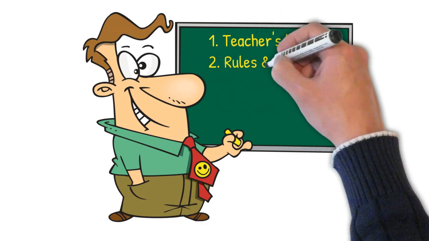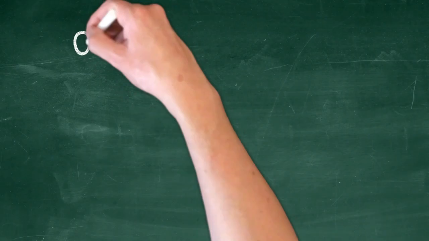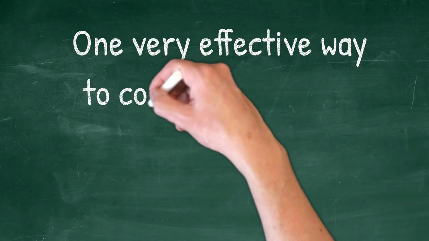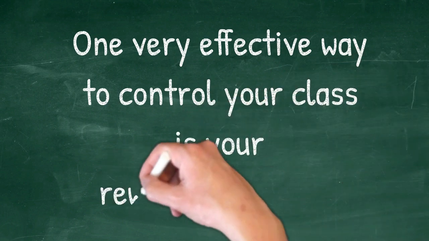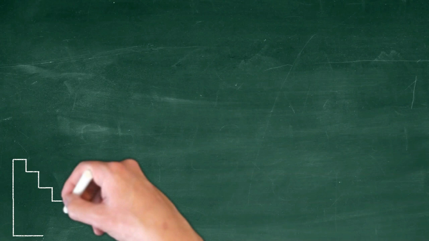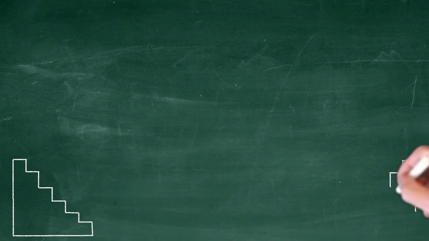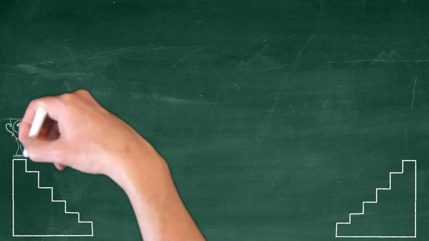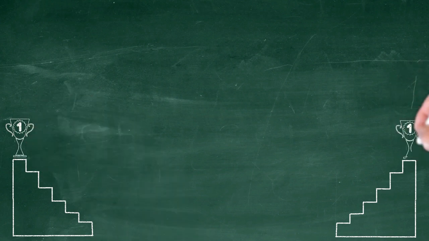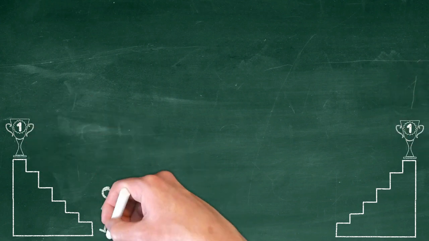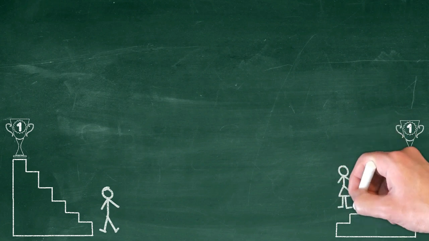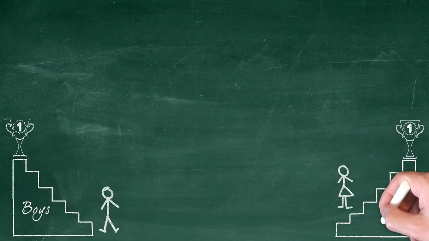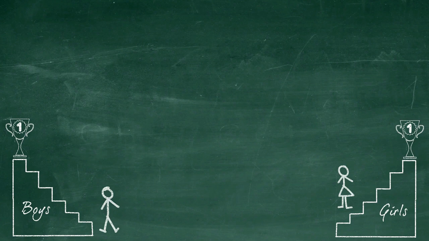3, classroom control. One very effective way to control your class is your rewarding method. So here is an example of a 2 teams' rewarding method. It can be boys and girls, team 1, team 2, or whatever other names you want to give. So you can draw stairs on both sides of your board, and on the top of it, you can draw a prize.